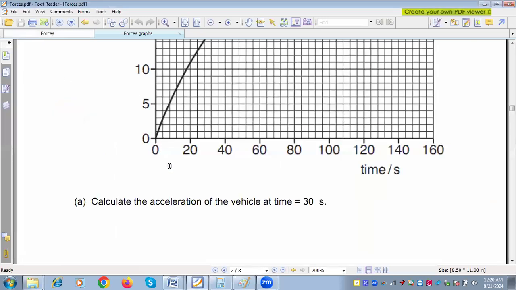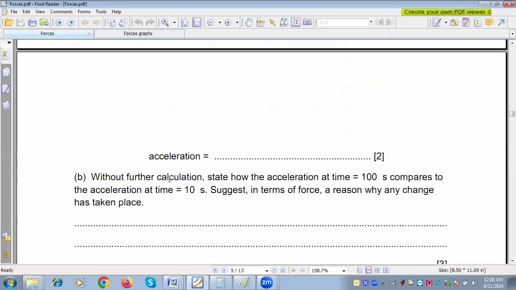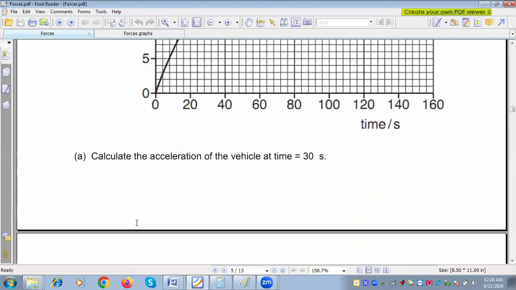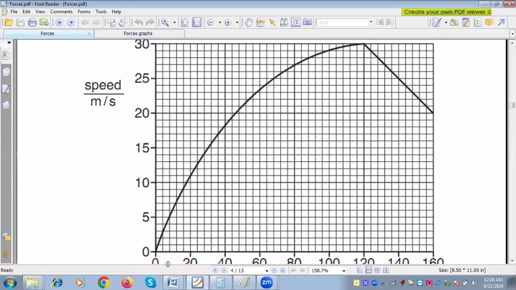Let us see what the next part says. So we have calculated the acceleration. Without further calculation, state how the acceleration at time equals 100 seconds compares to the acceleration at time equals 10 seconds. Suggest in terms of force a reason why any change has taken place. Let us see the graph again. In the beginning there was a greater acceleration, and later on the acceleration decreases. Velocity is not decreasing, acceleration is decreasing. That means the rate at which velocity is increasing is decreasing.